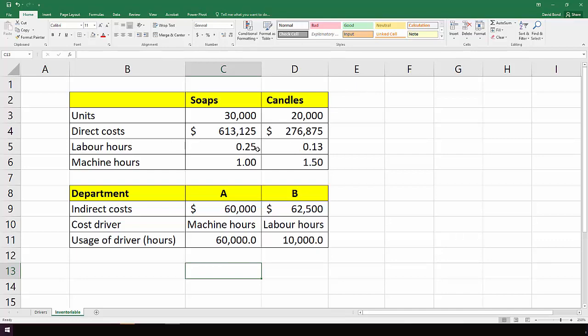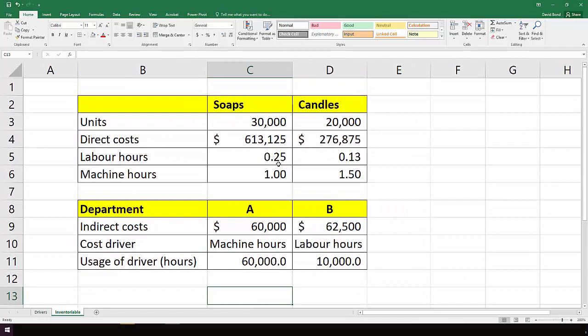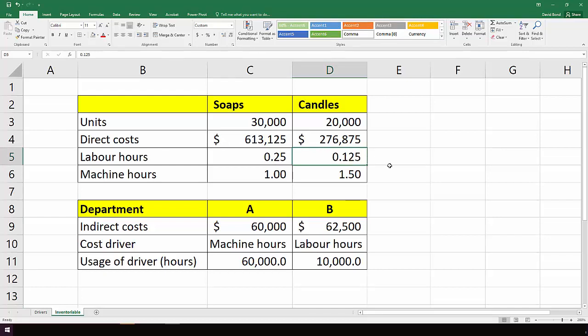What we also know is labor hours: a quarter of an hour on soaps, and an eighth of an hour for candles. I should really know how many minutes is an eighth of an hour, but I don't off the top of my head, which is my bad. Machine hours is 1 hour for soaps and, no, that's not right, it's 1.5 hours for candles. Having a terrible time with time, and Excel and I just don't seem to go together.